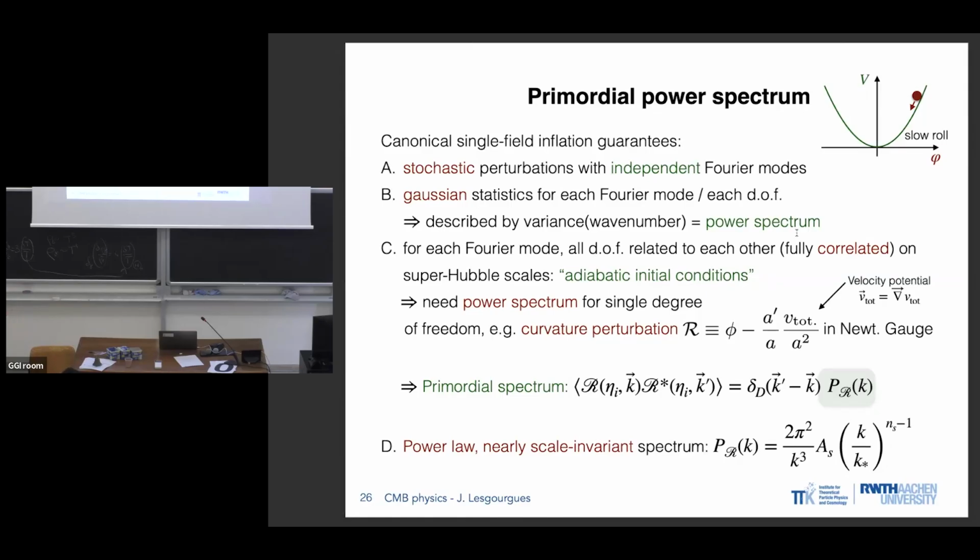If I were to define my Fourier transform in a box, then we would have discrete values of K, and instead of the Dirac delta function, we would have a Kronecker symbol of the indices of the K vectors. So this defines our primordial power spectrum, from which all other spectra will be inferred. And moreover, inflation tells us that this primordial spectrum is nearly scale invariant.